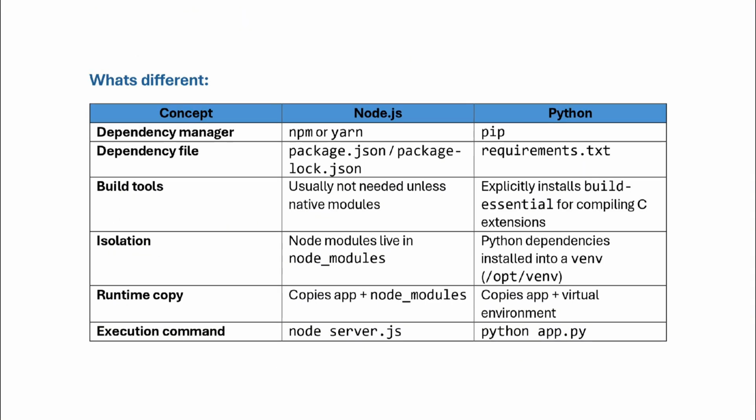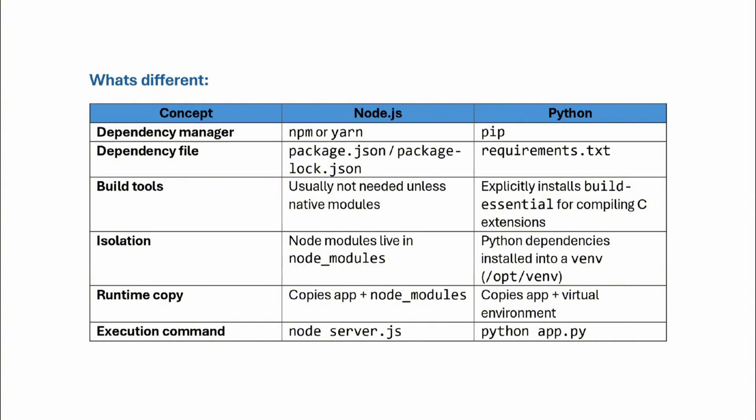What's different between the Node.js and Python Dockerfiles? The dependency manager. In Node.js we use npm or yarn. In Python we use pip. In Node.js we have package.json or package-lock.json, whereas in Python we have requirements.txt. Build tools: in Node.js usually not needed unless native modules.